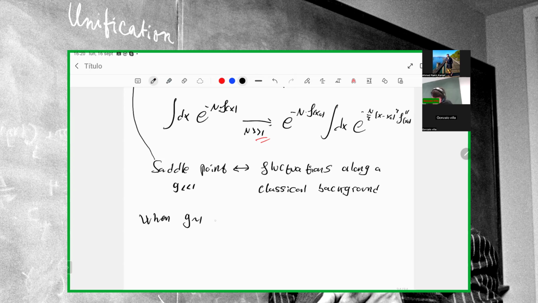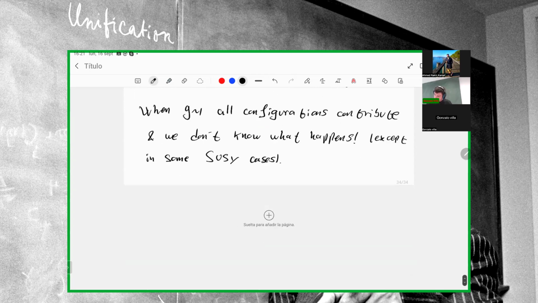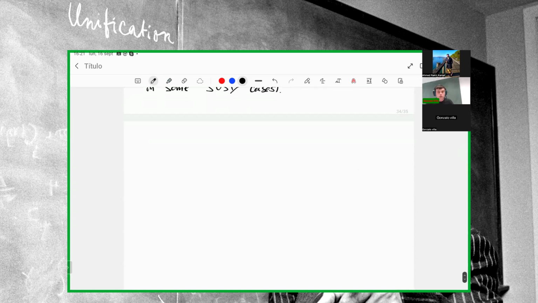So when G is order 1, all configurations contribute, and we don't know what happens, except in some supersymmetric cases. Again, see David Tong's notes. But because the real world at low energies is not supersymmetric, or could be at high energies, with the symmetry spontaneously broken, but definitely not at the energy scales we want to study today, we don't really know what happens.